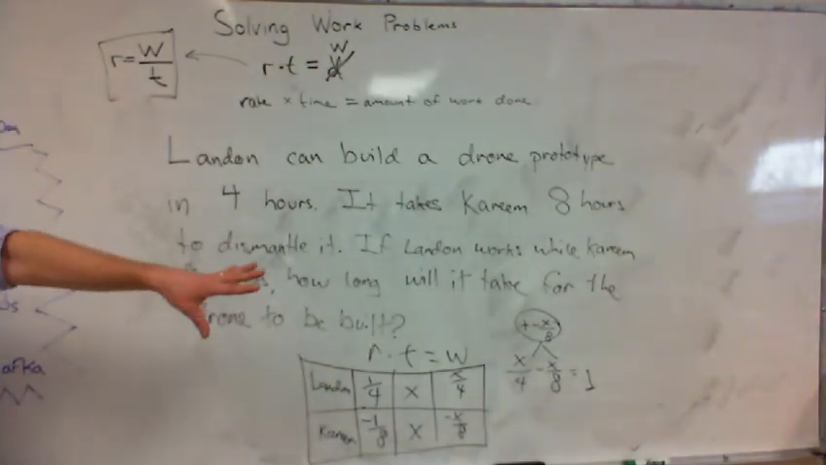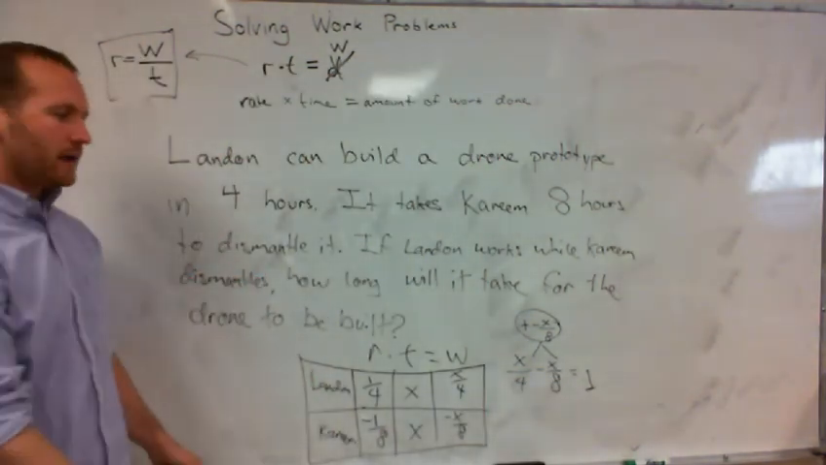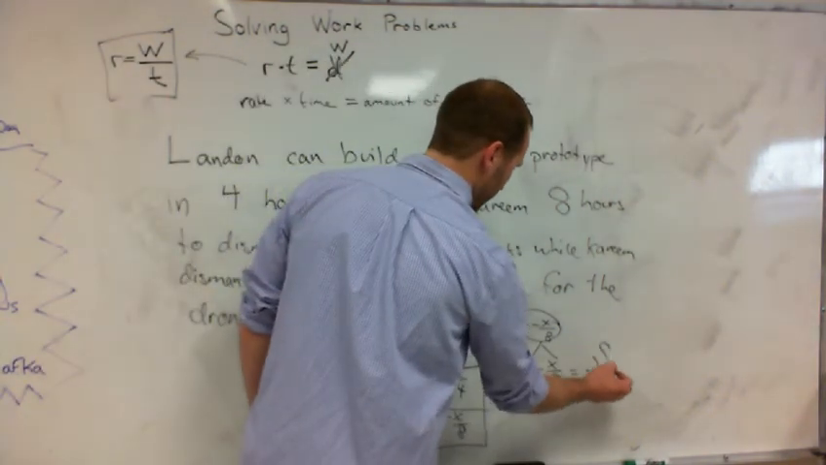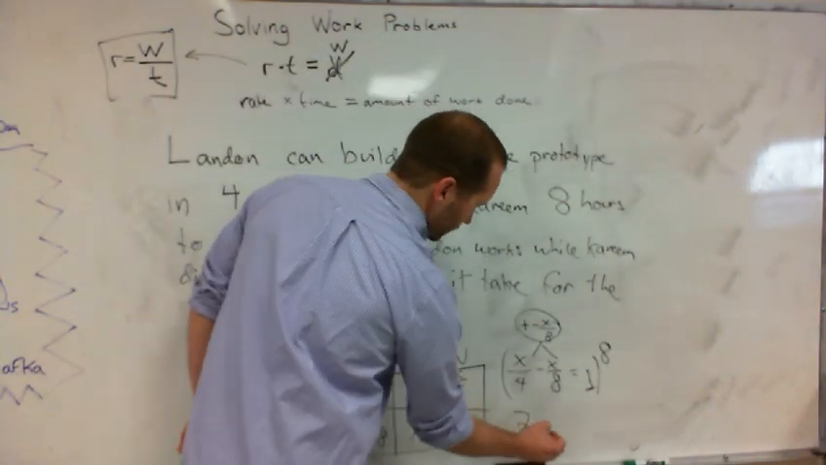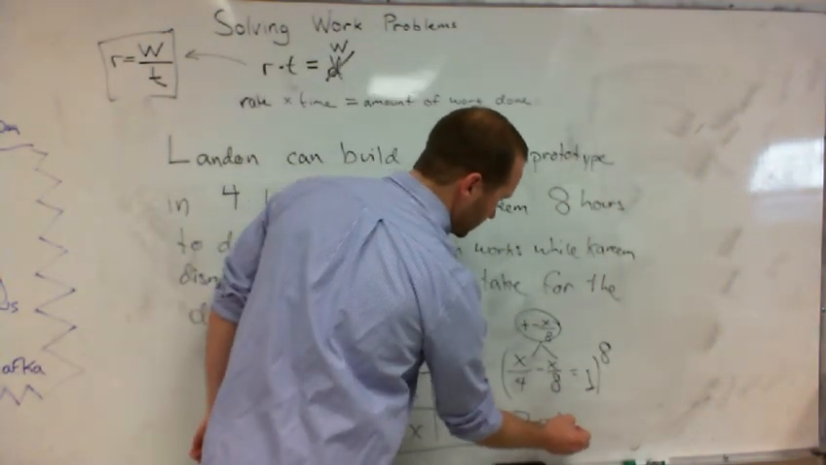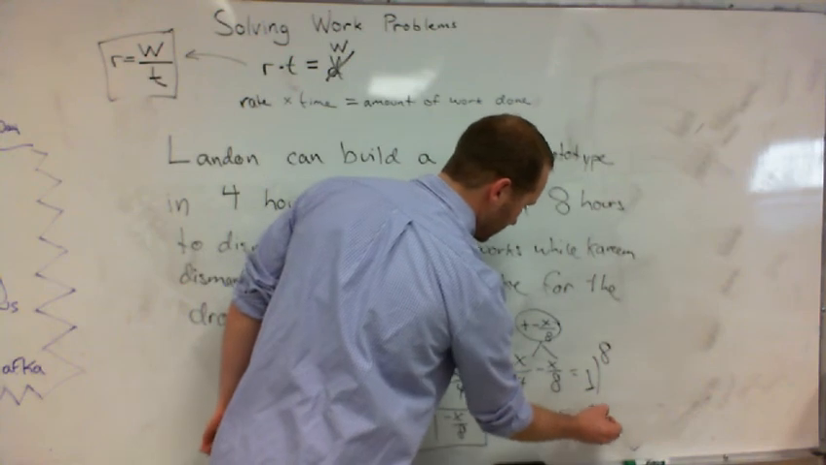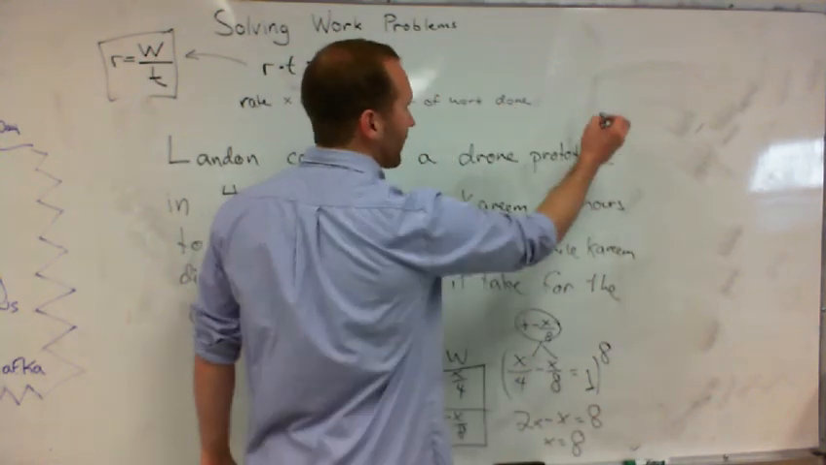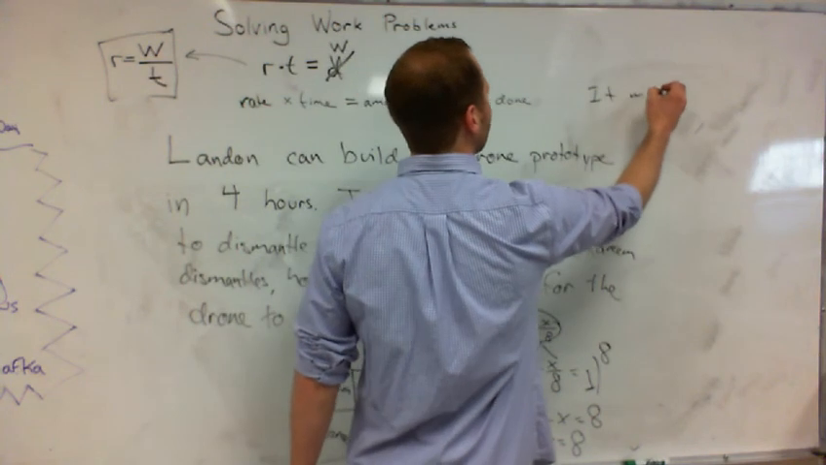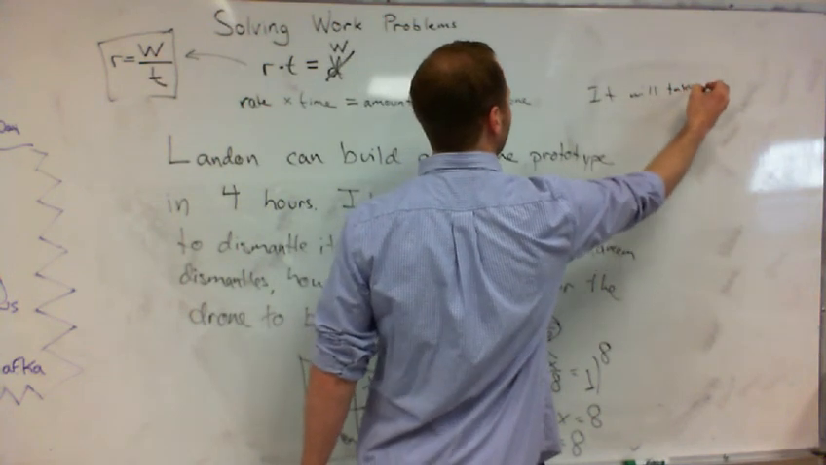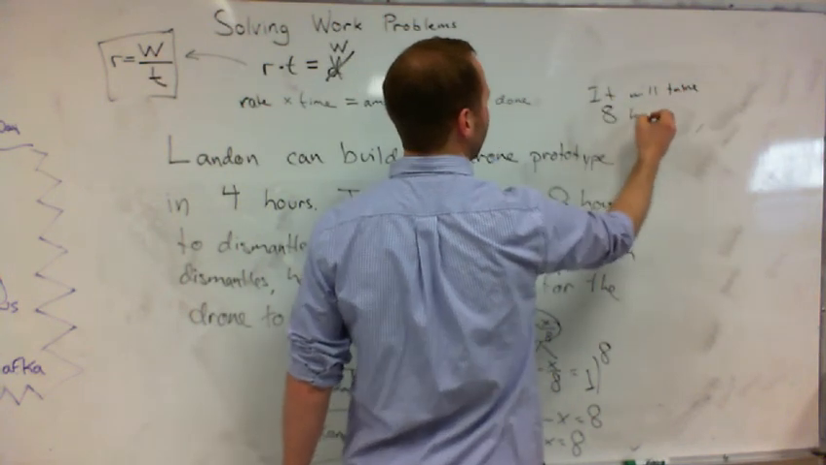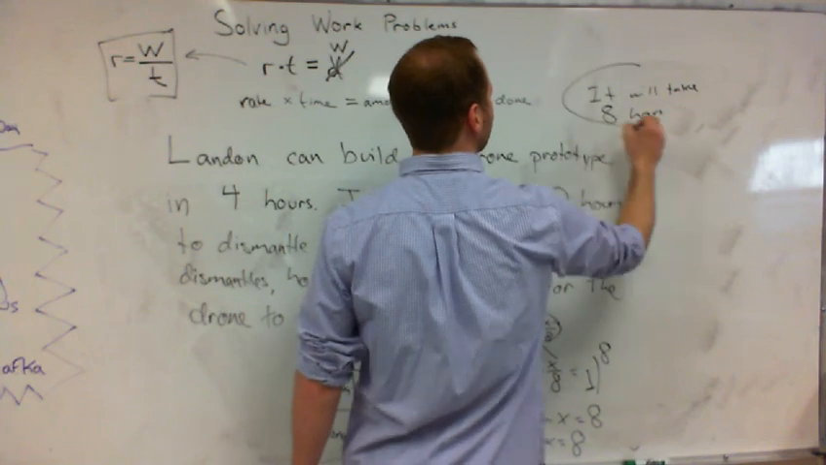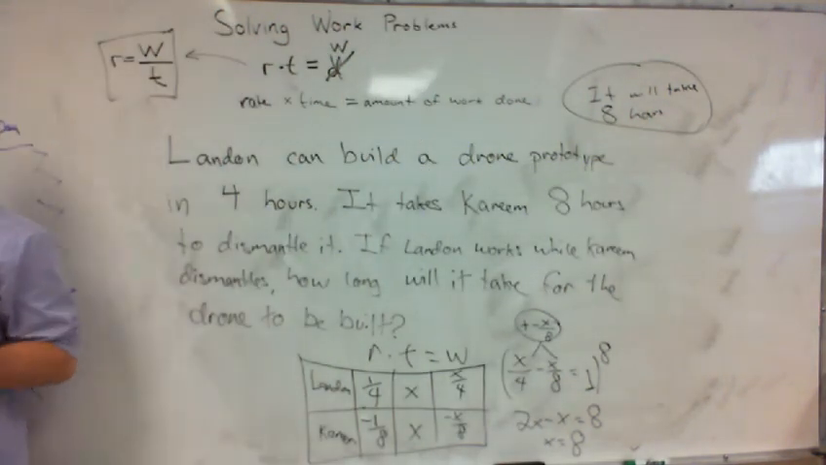What's my lowest common denominator between 4 and 8? 8. So 2x minus x equals 8. X equals 8. It will take him 8 hours.